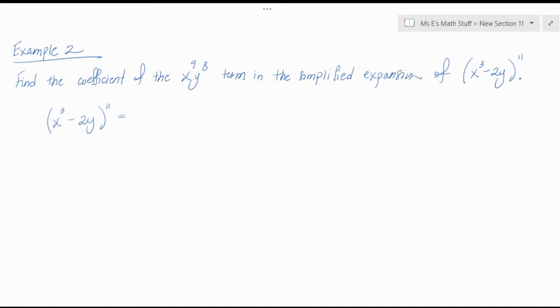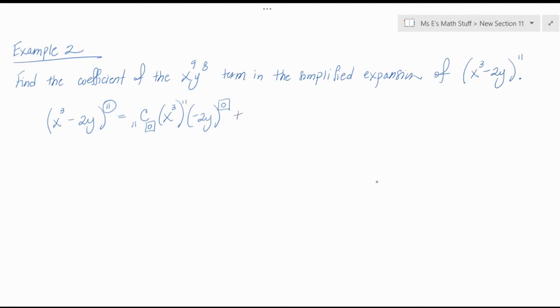Since your n value is 11 on this one, you'll have 11 combination 0 for that first coefficient, and then you'd have x cubed to the 11th, and then negative 2y to the 0. Notice that in the pre-simplified version, this r value matches the exponent on your b term, or b factor, I guess. I don't know how to say that.